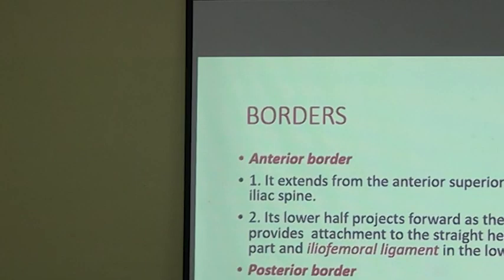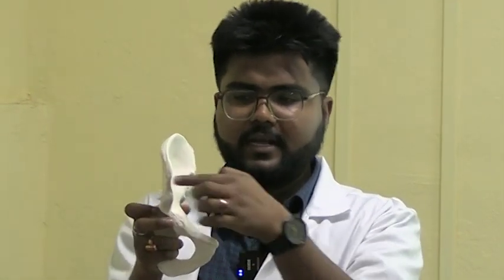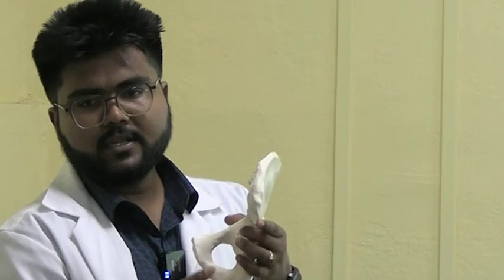So now the borders. This is called the anterior border. This portion is called the anterior superior iliac spine, and this is the anterior inferior iliac spine. From the anterior superior iliac spine to the anterior inferior iliac spine, it is called the anterior border. Similarly, from the posterior superior iliac spine to the posterior inferior iliac spine, it is called the posterior border, and the border located medially is called the medial border.